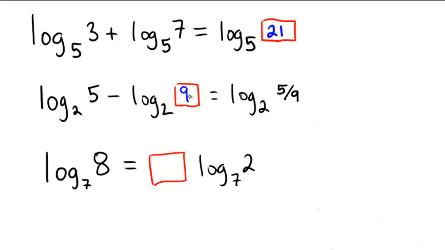Then in the third example we have log base 7 of 8, and we need to write that as something times log base 7 of 2. So I'm going to take that 8 and rewrite it as a power of 2. 8 is 2 to the power of 3. And since 3 is the exponent, if we pull that out in front, that means in that red box we must need the number 3.